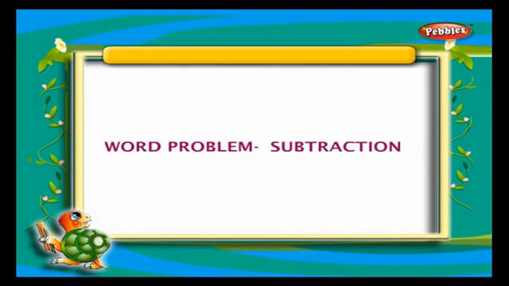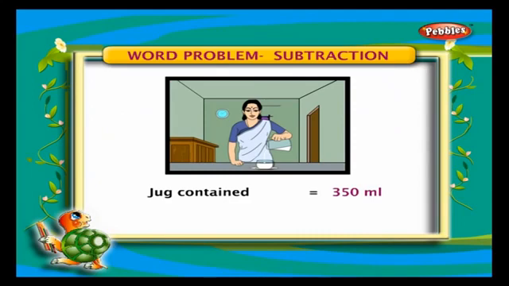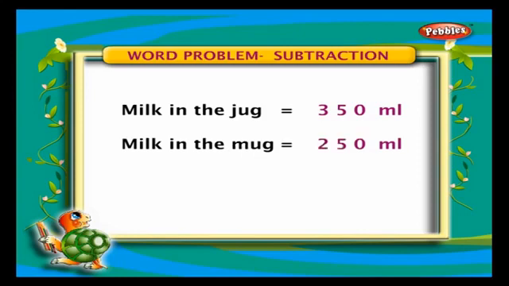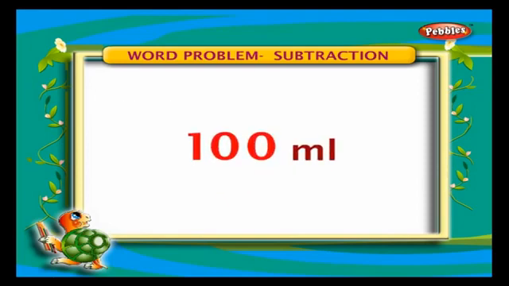Word problem, subtraction. A jug contained 350 ml of milk. Out of this, 250 ml was poured into a mug. How much milk is left in the jug? Milk in the jug is equal to 350 ml. Milk in the mug is equal to 250 ml. Subtract ones column, we get 0. Subtract tens column, we get 0 again. Subtract hundreds column, we get 1. So the milk left in the jug is 100 ml.